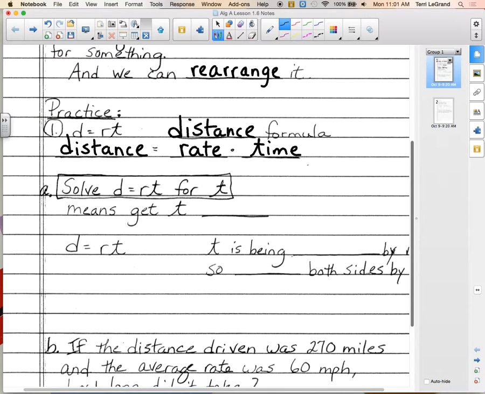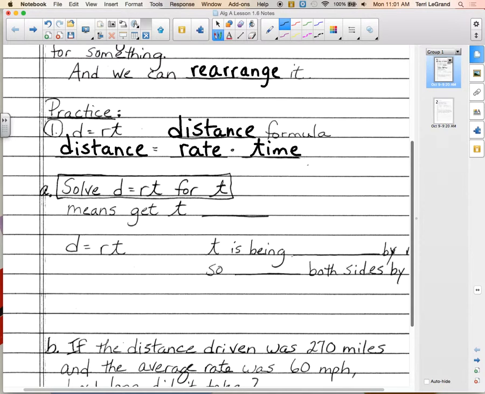How far you have to drive and how fast you're going will determine how long it will take you. How long you have and the speed you can drive determines how far you're going to be able to go. How far you have to go and how long you have to get there is going to determine how fast you want to drive. They all play a part with each other, okay?